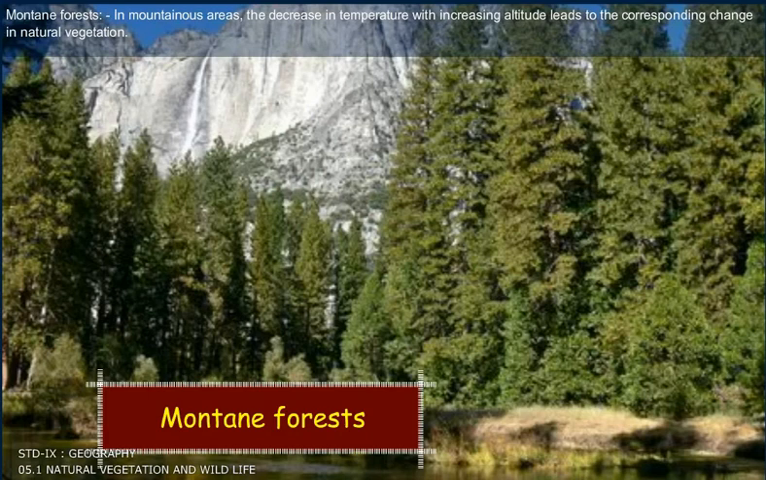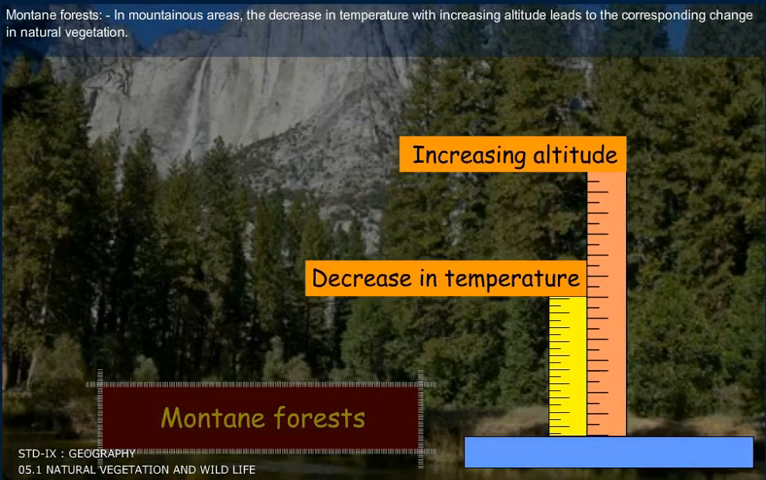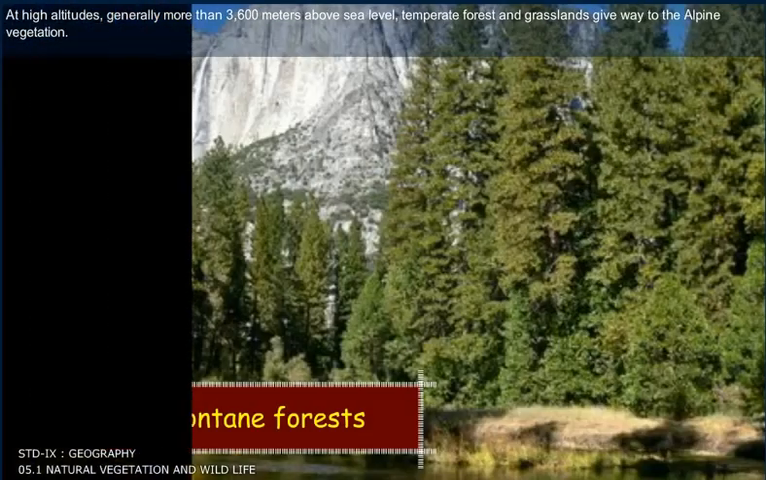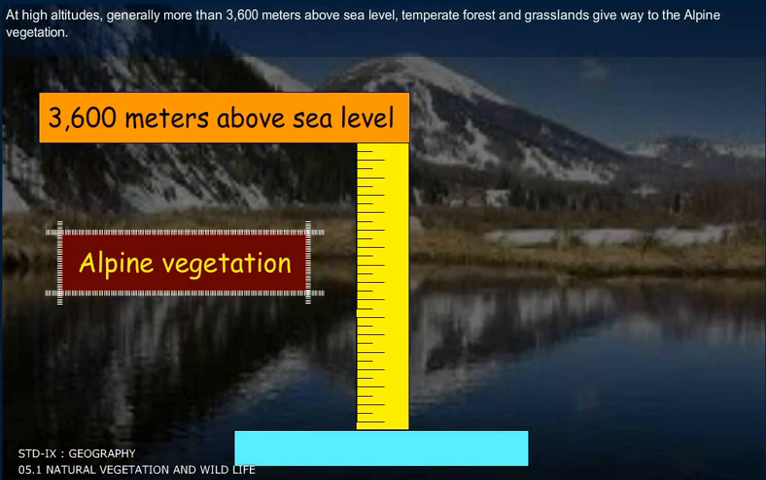Montane forest. In the mountainous areas, the decrease in temperature with increasing altitude leads to the corresponding change in natural vegetation. At high altitudes, generally more than 3,600 meters above sea level, temperate forest and grasslands give way to the alpine vegetation.